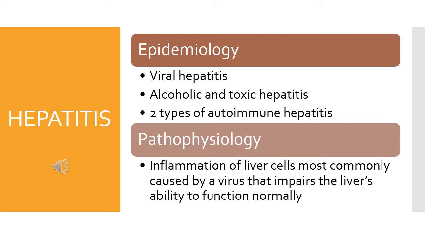Hepatitis comes in several forms. We will be focusing on viral hepatitis, but there's also hepatitis caused by alcohol, toxic hepatitis caused by medications and other chemicals, and there's two forms of autoimmune hepatitis that affect adolescent girls. They all, though, involve inflammation of the liver cells that impairs the liver's ability to function normally.